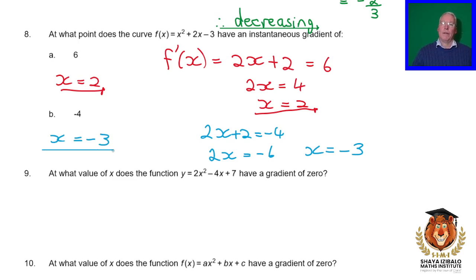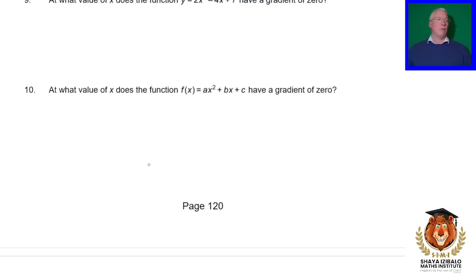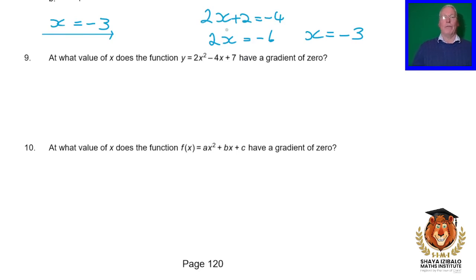Okay. Now, let's look at this question, number 9. And again, if you haven't tried these questions, please pause the video and try them yourself. Okay, right. When will this graph have a gradient of 0? Okay, so remember how we find the gradient? We're going to differentiate it. And we get 4x minus 4. Remember, the derivative of 7 is 0.